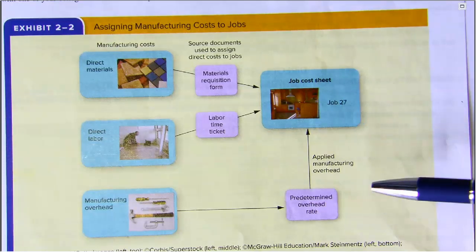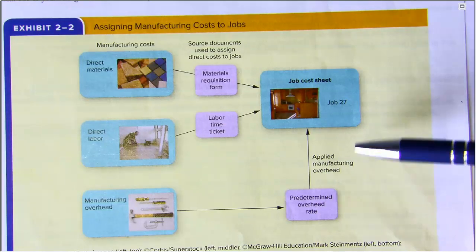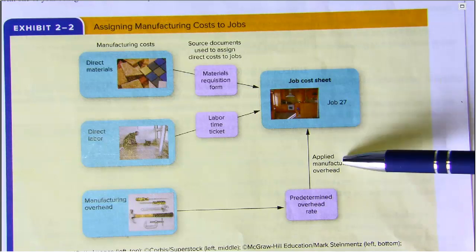So what we do is we calculate a predetermined overhead rate. We take the estimated total manufacturing overhead dollars and divide by the estimated allocation base or cost driver. And then we multiply that rate by the actual usage of the cost driver. And that could be direct labor hours, direct labor cost, or machine hours. And so those dollars are applied dollars. They are not actual overhead dollars.